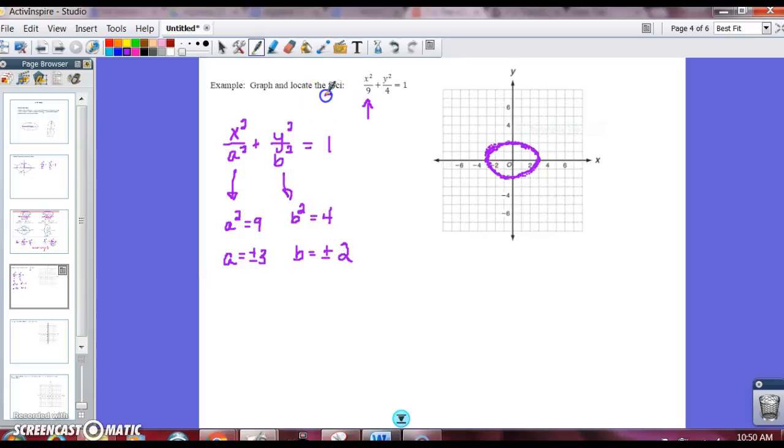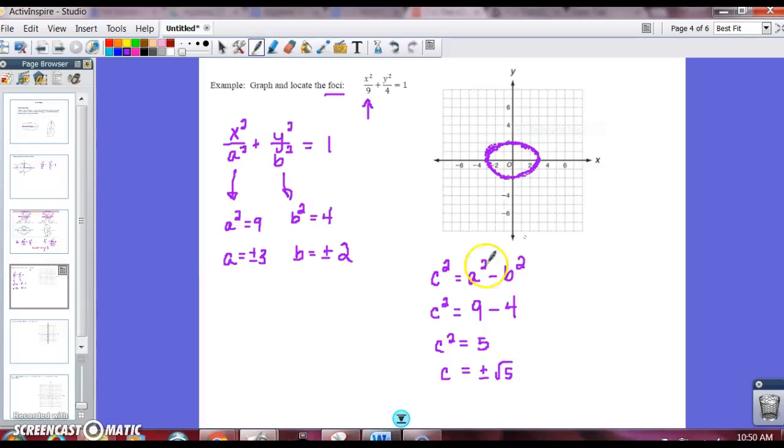Now it also says to locate the foci. So to do that, we're going to use the equation c squared equals a squared minus b squared. I know what a squared and b squared are, so I'm just going to plug those values in. So a squared is 9, b squared is 4. So c squared comes out to be 5, which means that c is plus or minus root 5.